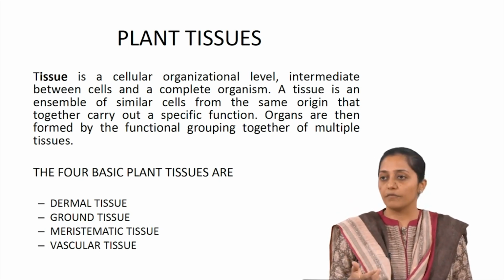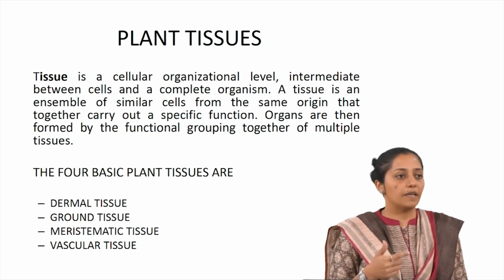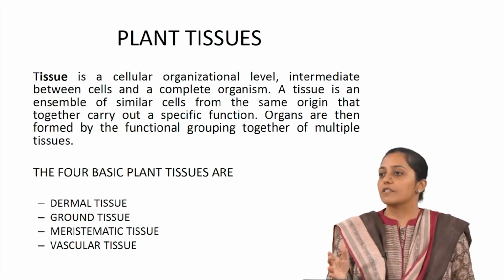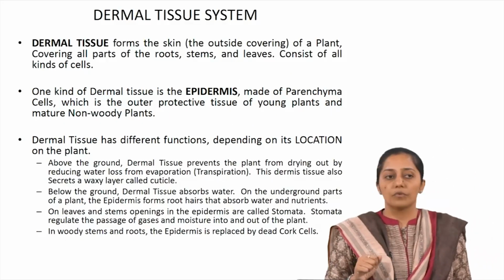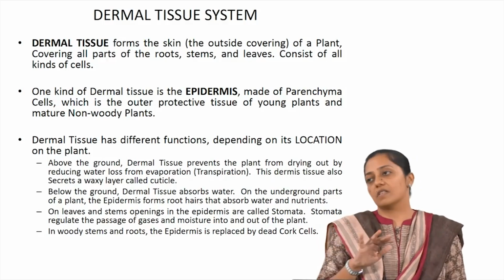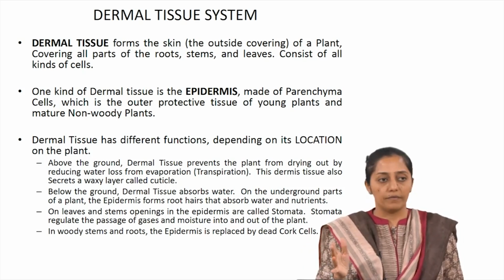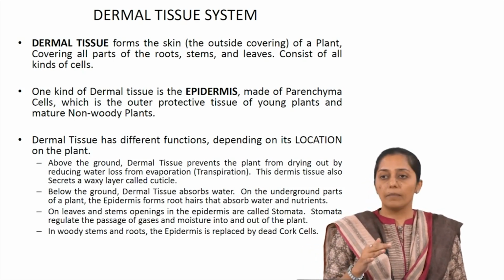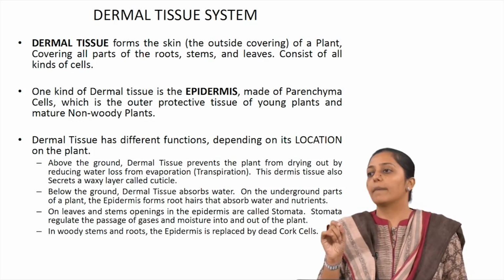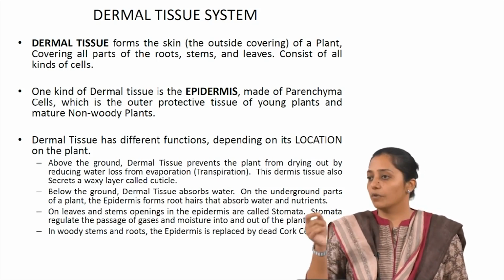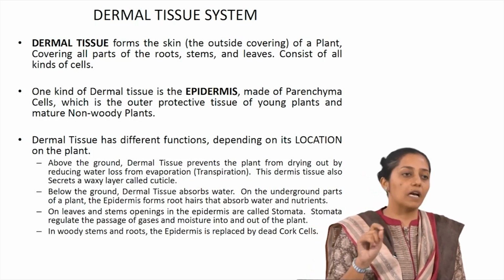So in plants there are different kinds of tissues. What are the different kinds of tissues? Dermal tissue, then ground tissue, then meristematic tissue and vascular tissue. So now let us talk about all these tissues. Dermal tissue, by the name itself, is the skin of the plant. It is composed of many different types of cells, but let us talk about the aerial parts and the ground parts. One kind of dermal tissue is called epidermis, which you must have heard of even during your school days.